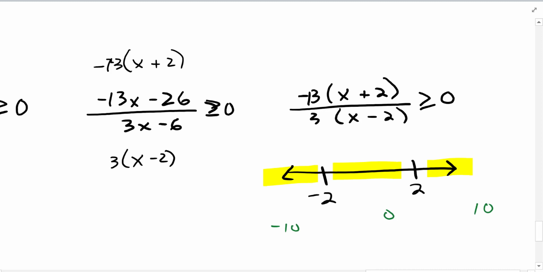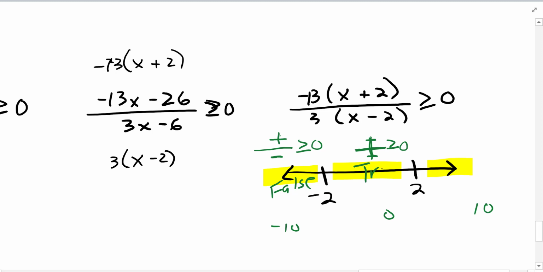And then it makes it pretty easy to figure out where it's true or false. But remember, there's a negative sign out here, so when we put in a -10 here, -10 plus 2, this is negative, but a negative times a negative is a positive. And then down here, this will be a positive times a negative. Positive divided by negative is negative. Is a negative greater than or equal to 0? That would be false. So when we put 0 in there, that's a positive times a negative, so that's a negative divided by, well, 3 times a negative, 0 subtract 2 is a negative.